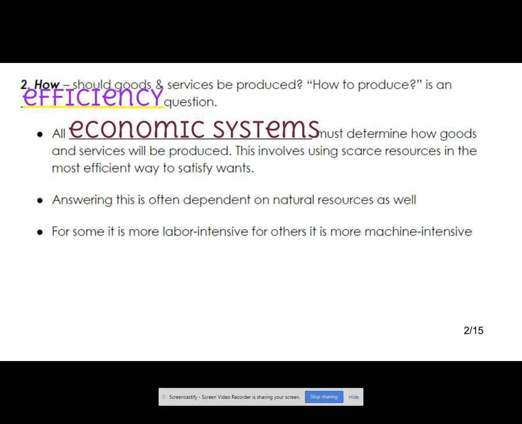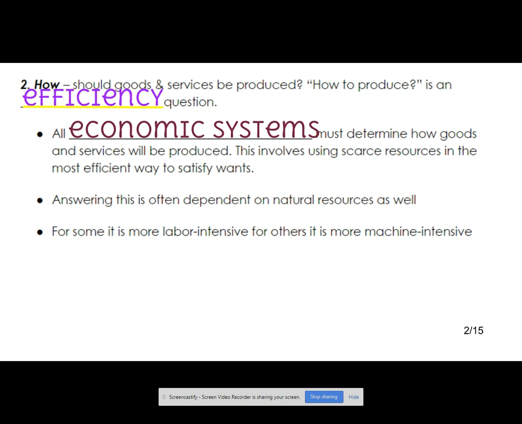All economic systems must determine how goods and services will be produced. So they're looking at the resources that they have again and determining how can we use these in the most efficient way possible to produce the things that our citizens or our consumers want and need in the most productive way. So answering this is often dependent on natural resources as well, kind of getting back to what I said. What do you have access to?